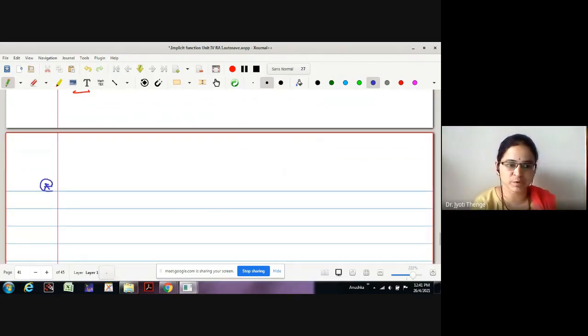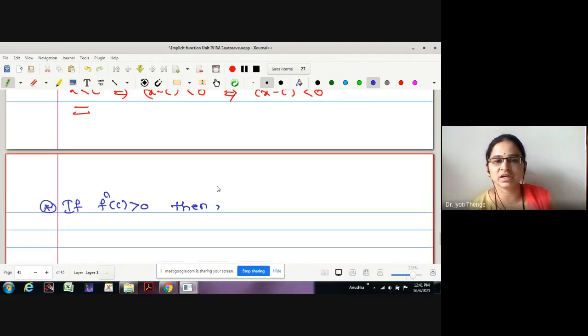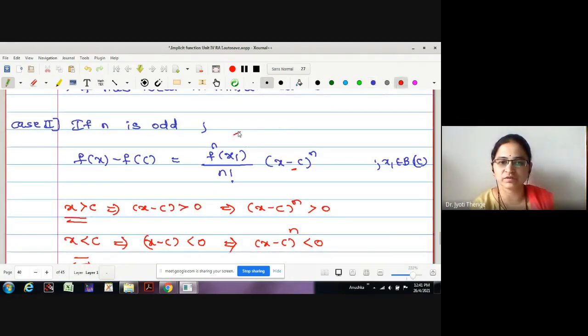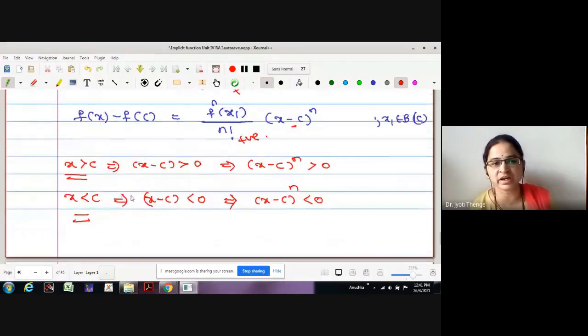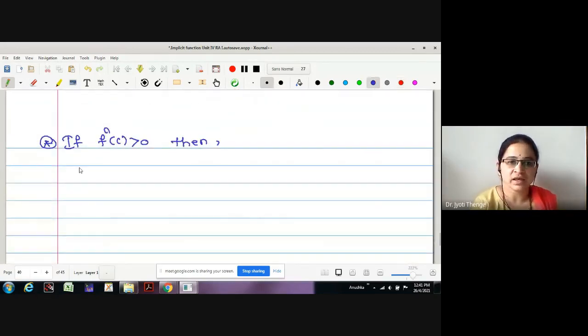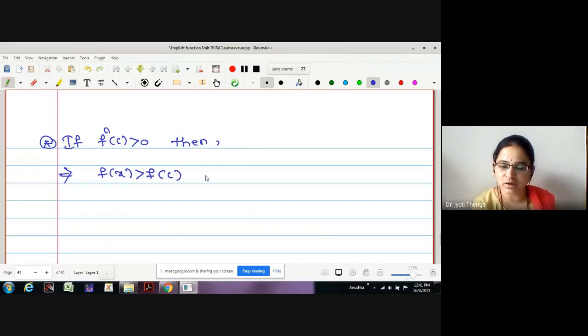Let me write the first possibility. If f^(n)(c) is greater than 0, then now what we were considering, this is positive. This is no doubt positive. But though these two are positive, the right-hand side bracket depends upon x minus c. Therefore, we cannot predict the nature unless we know the relation between x and c. Therefore, can I write, if f^(n)(c) is positive, this implies f(x) is greater than f(c) when x is greater than c.